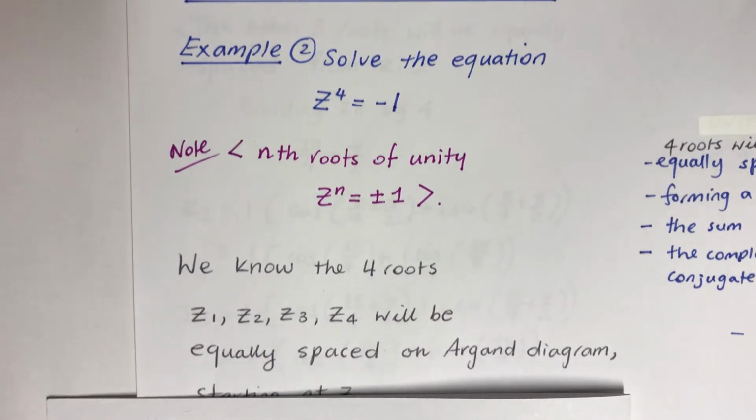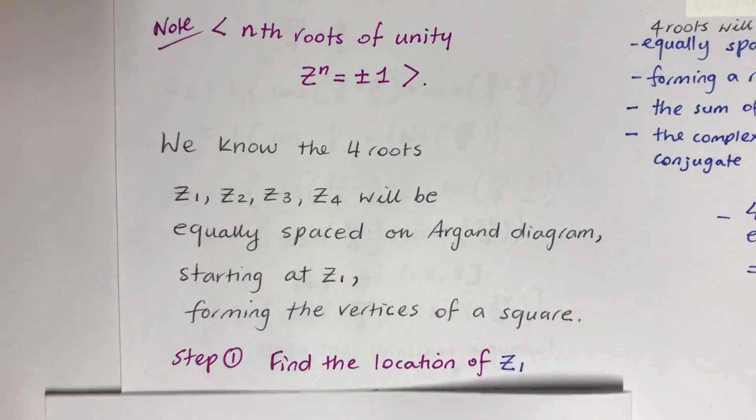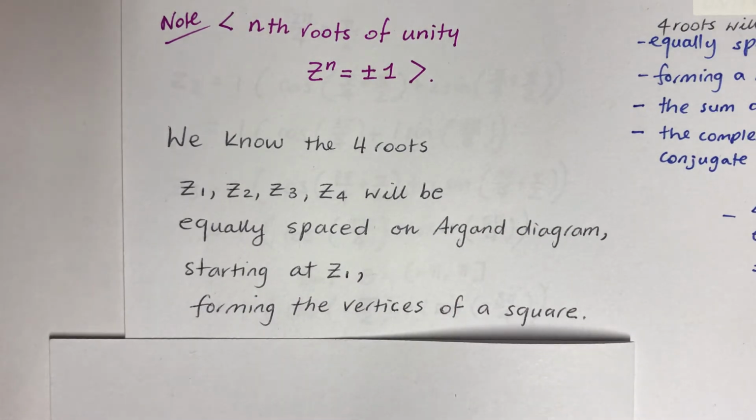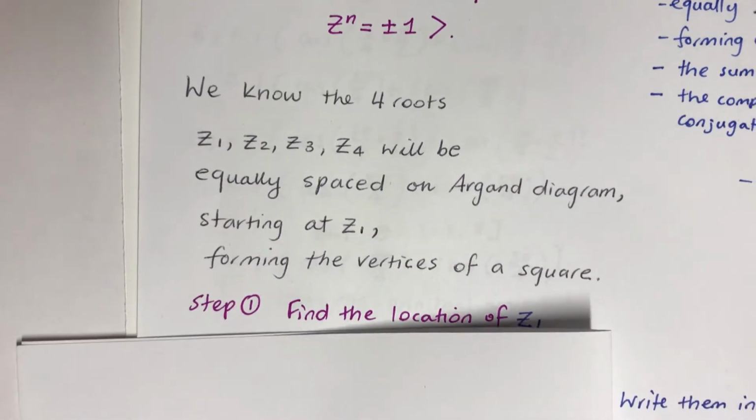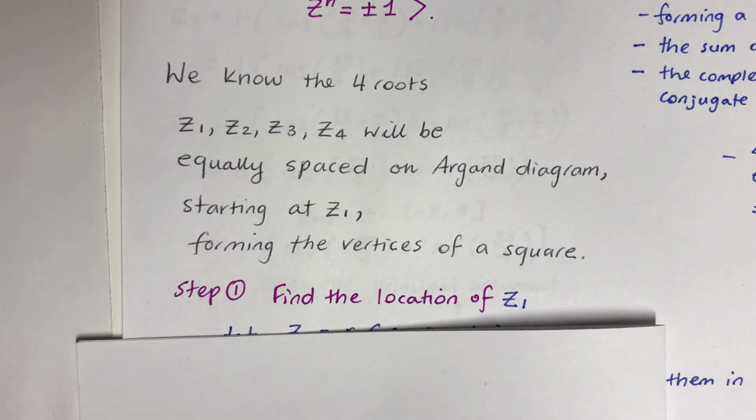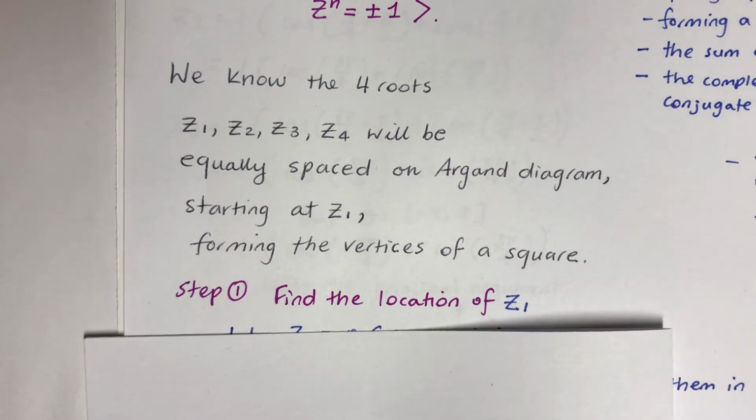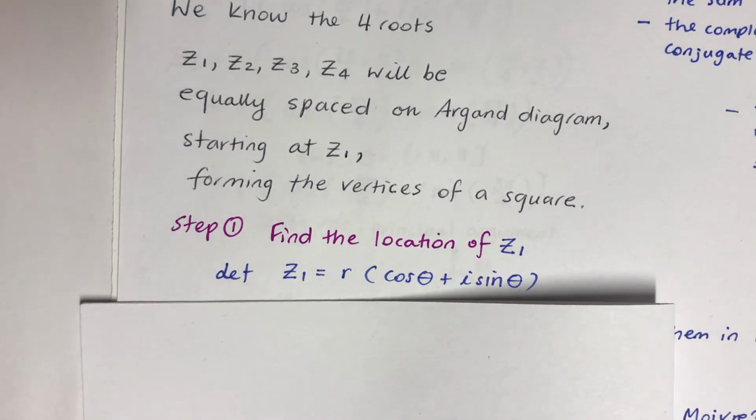As I told you before, I'm going to push this up. So we know the 4 roots, z1, z2, z3, z4, will be equally spaced on the argand diagram, starting at z1 and forming the vertices of a square, because it's going to form a regular polygon. If you've got 4 roots that are equally spaced with equal length, you will get a square. So the first step is to find the location of z1.